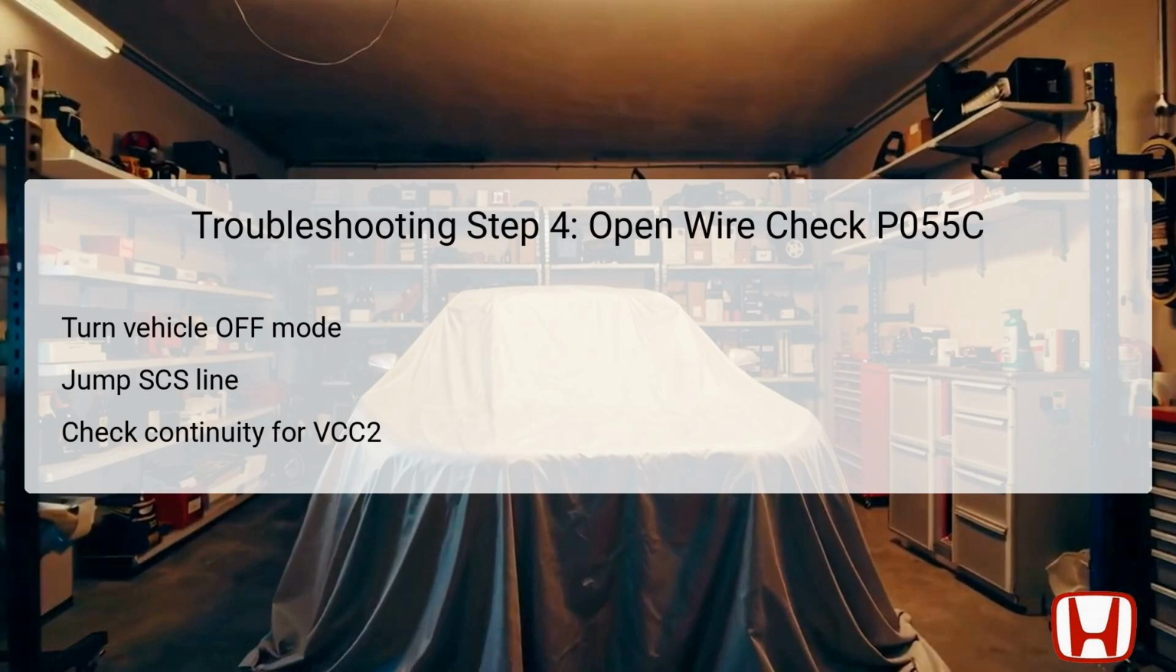If continuity is confirmed, it suggests that the VCC2 wire is functional, prompting you to check for any service information related to the DTC, or consider replacing the PCM if necessary. On the other hand, if there's no continuity, you will need to locate and repair any openings in this wire to ensure proper signal transmission.